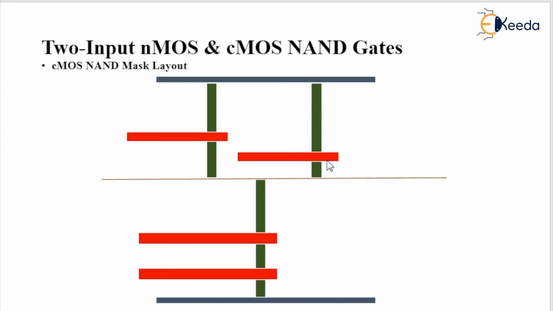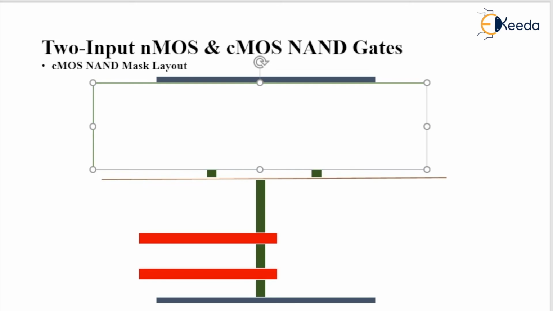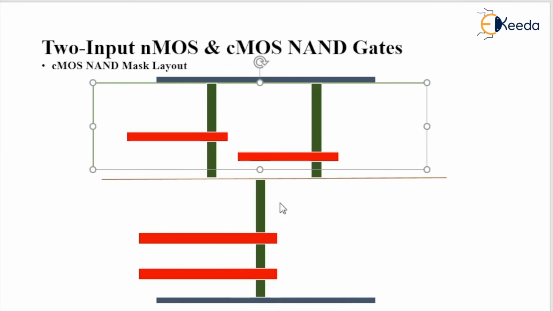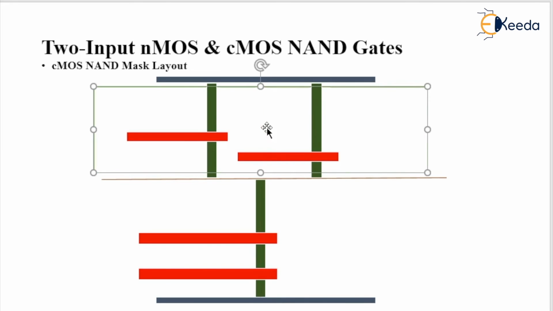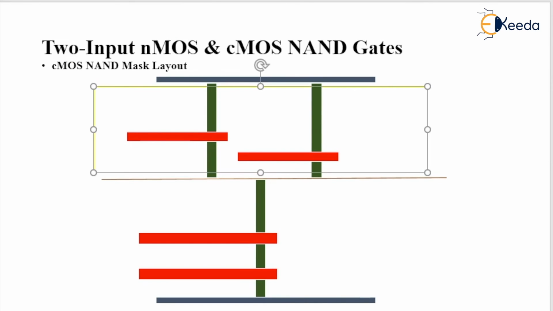Next, what I am going to do here is take the P mask. This P diffusion requires a P mask. P mask should be represented with yellow color. Shape outline yellow, and we can also increase the weight. So that P plus mask is represented with yellow color here, right?